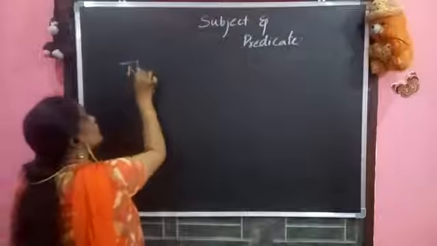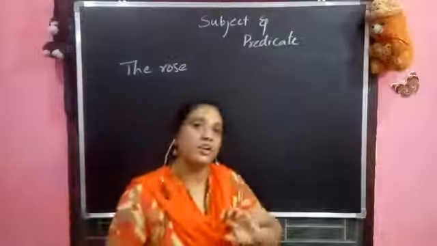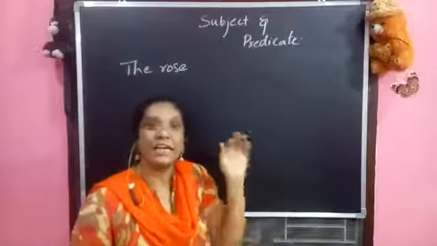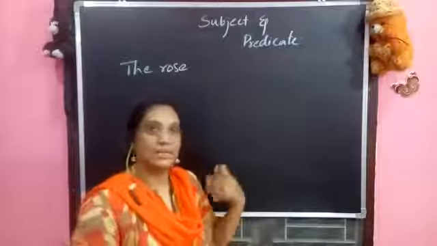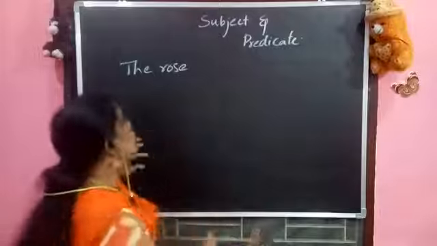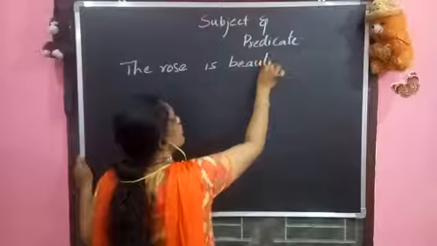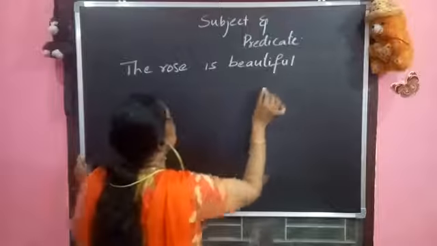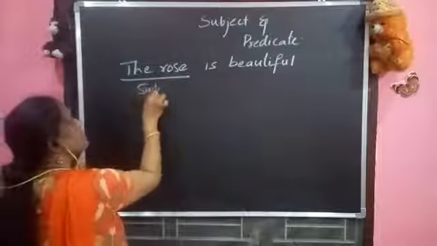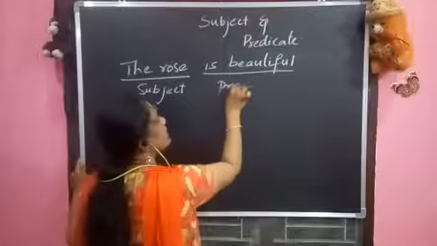The rose. If I say the rose, it is not a sentence. Is it a sentence? The rose is not a sentence. So, we need some other thing telling about the rose or some action done by the rose. Rose doesn't do any action, so we can say the rose is beautiful. Can we say the rose is beautiful? Yes, the rose is beautiful. Here the rose is called the subject. Is beautiful is called predicate.